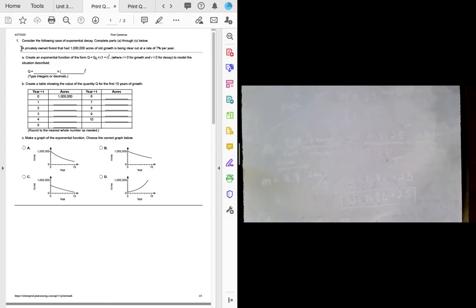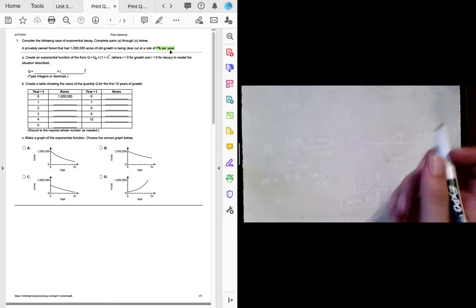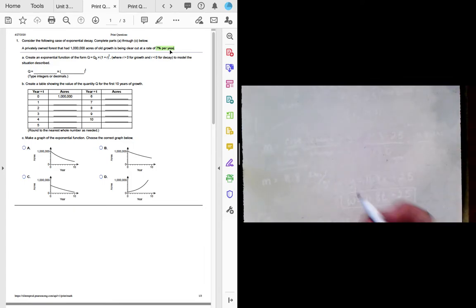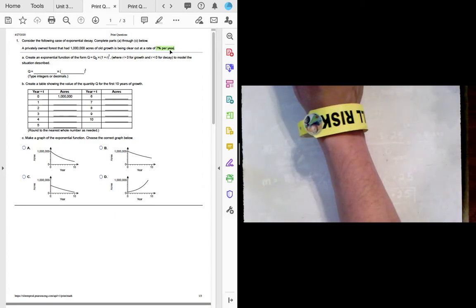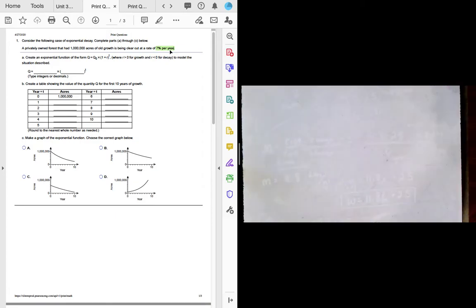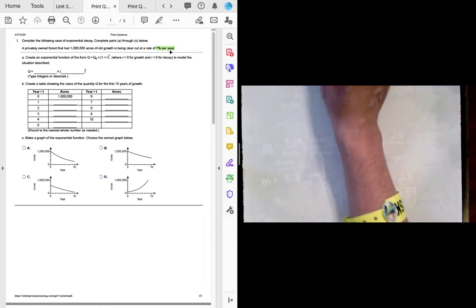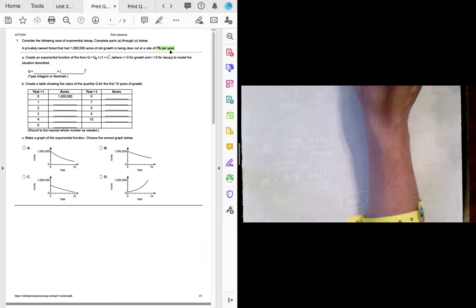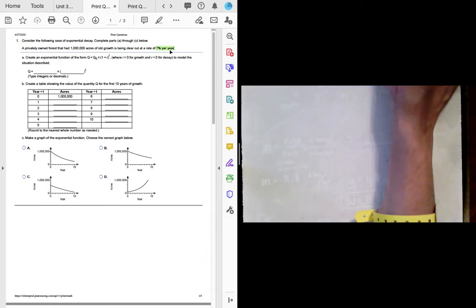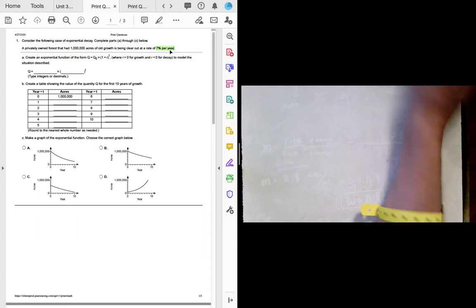So we look at this example. It says a privately owned forest that had 1 million acres of old growth is being clear cut at a rate of 7% per year. Here's your big indicator that you're going with exponential, even if they didn't tell you in the problem. 7% per year, we talked about that being a relative rate of growth, or a percent change in our rate of growth, immediately tells us that we're looking at exponential. So we'll start out, we'll say exponential growth or exponential decay. The exponential model we know is Q equals Q naught times 1 plus R raised to power T.